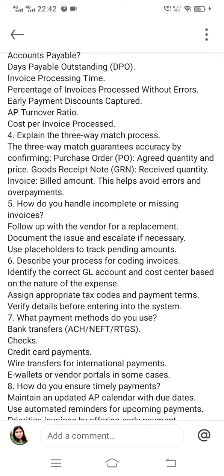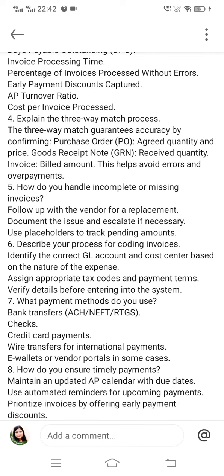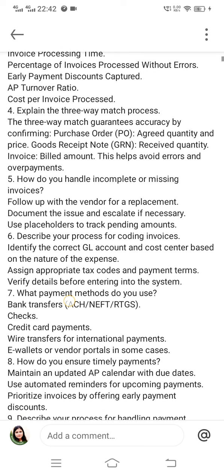And fifth question, how do you handle incomplete or missing invoices? So for missing and incomplete invoices, we should follow up with the vendor for a replacement, document the issue and escalate it if necessary. Use placeholders to track pending amounts.